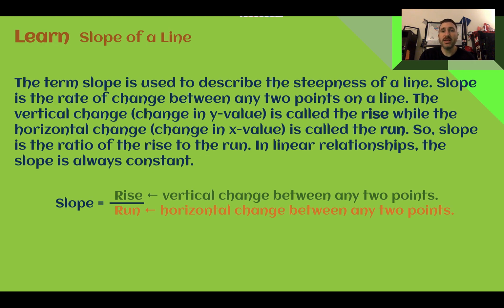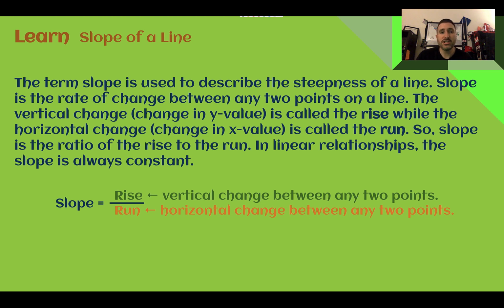The term slope is used to describe the steepness of a line. As we saw in the previous lesson, slope is the rate of change between any 2 points on the line. It's also called the unit rate or the constant rate of change. The vertical change, which is the change in the y values, is called the rise, while the horizontal change, or the change in the x value, is called the run. So the slope ends up being the ratio of the rise to the run.